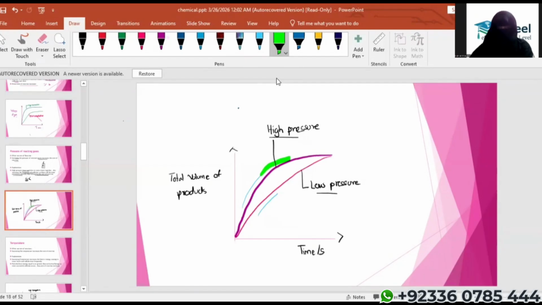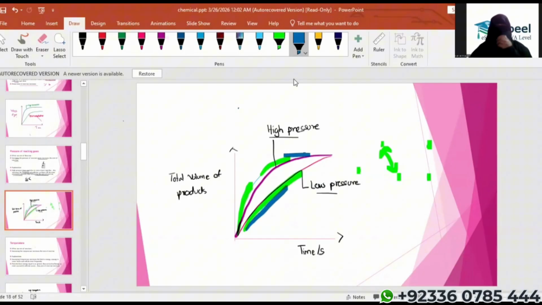With low pressure, the particles are far away from each other and so they do not collide with each other more frequently, and therefore this shows a less steep gradient. With high pressure, you have a steeper gradient and it levels off at a faster rate. With low pressure, you have a less steep gradient and it levels off slowly.